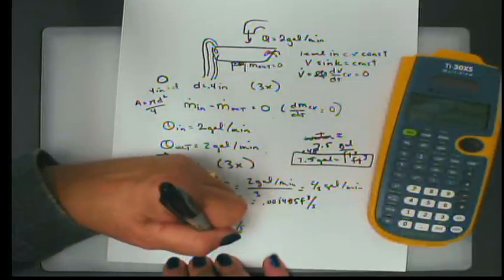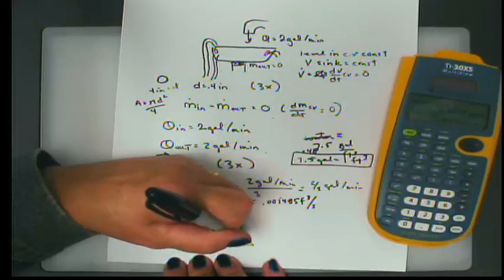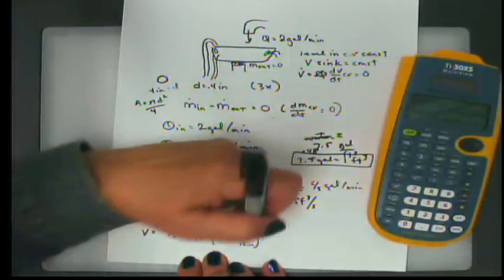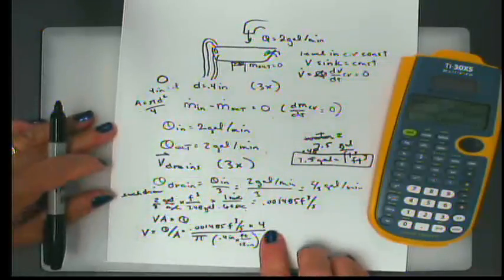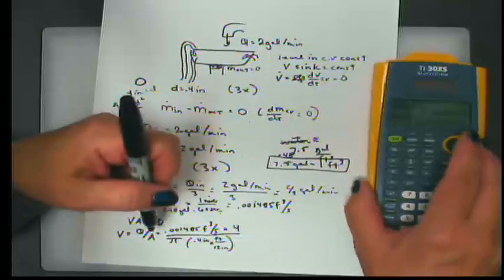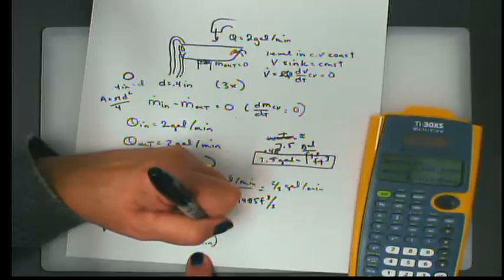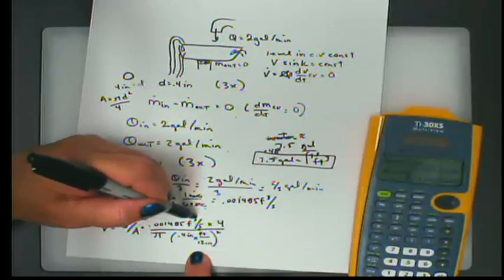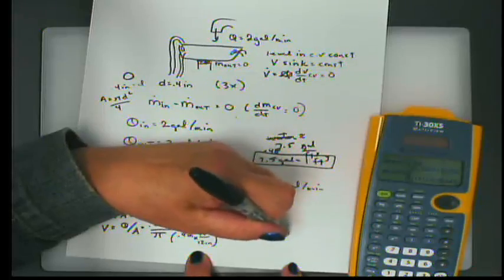Pi times d, 0.4 inches, times 12 inches per foot, so I get my units consistent. Divided by 4, which in the denominator of the denominator flips to the numerator. And so I get an average velocity, d squared. There we go. So I have feet cubed over feet squared canceling to feet, and seconds. So my units here will be feet per second.